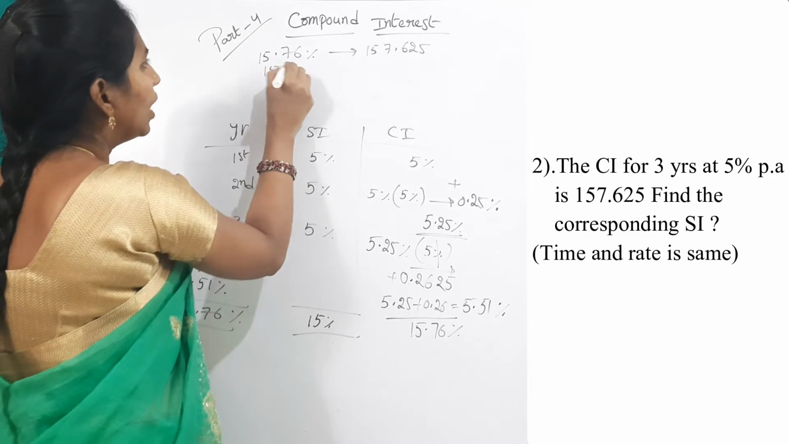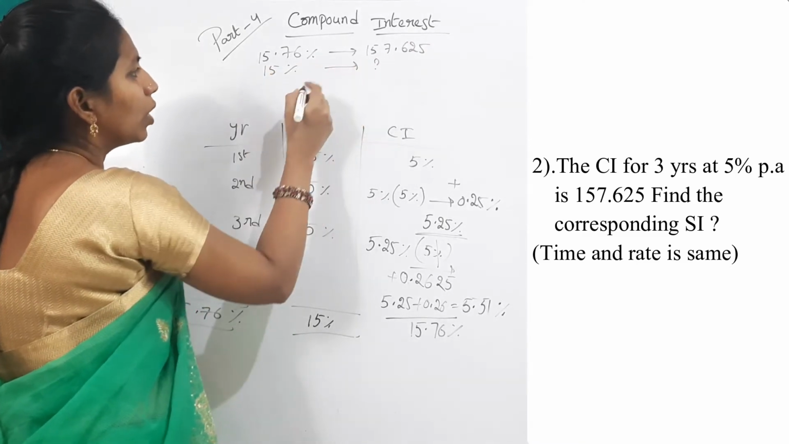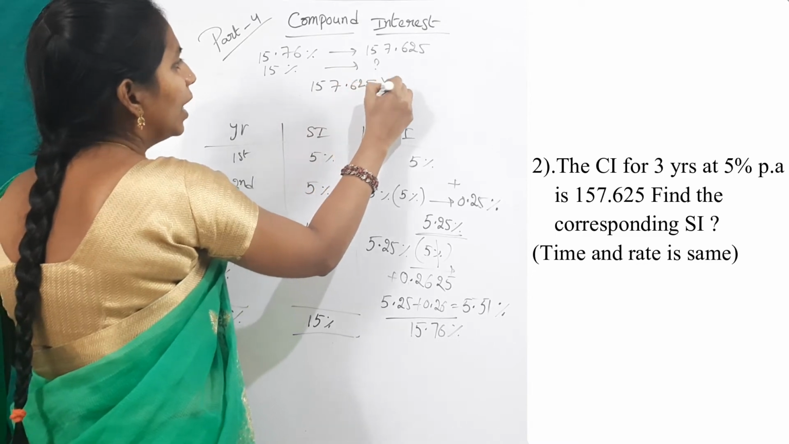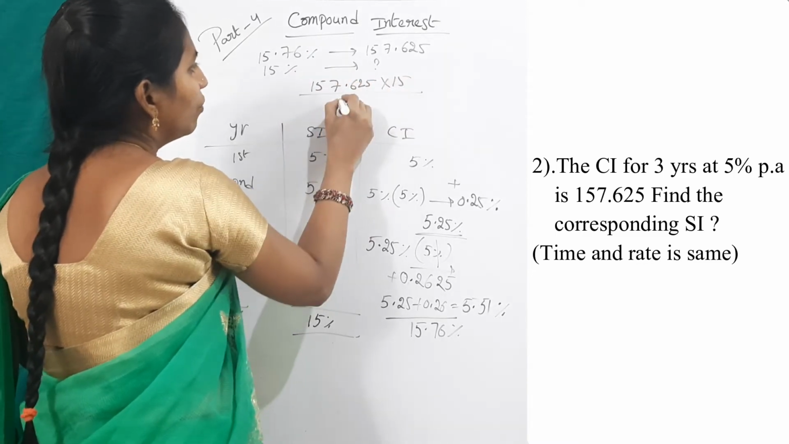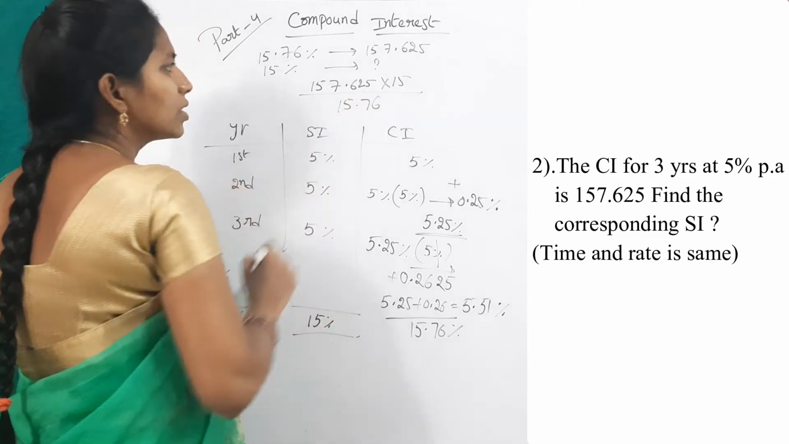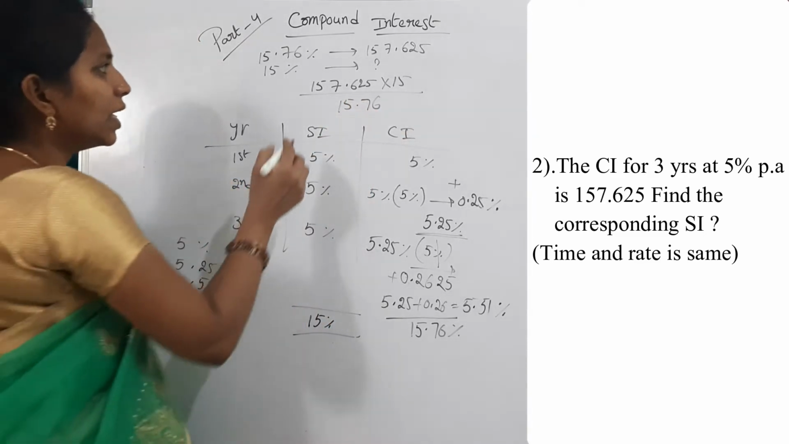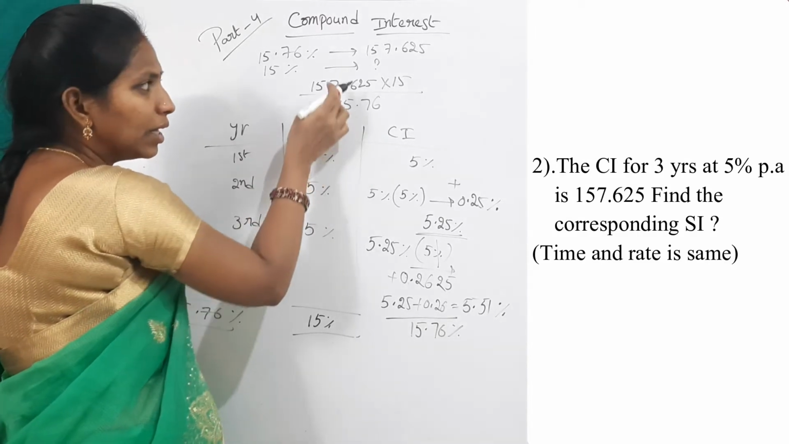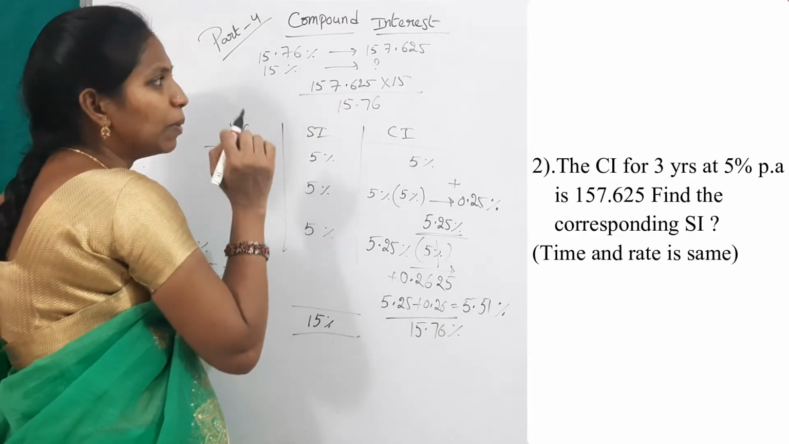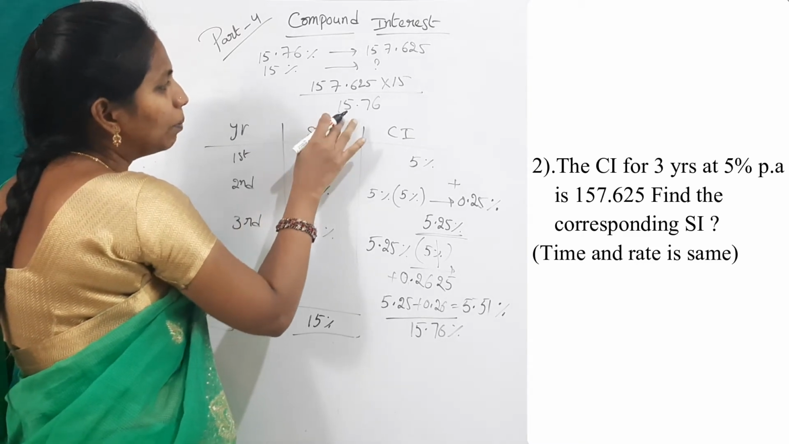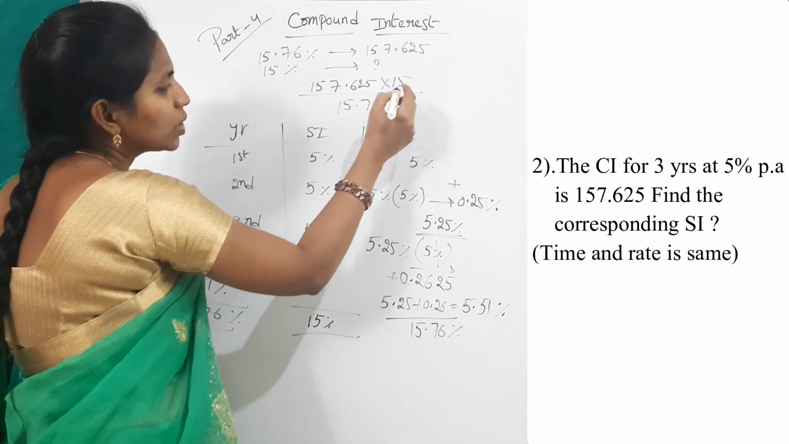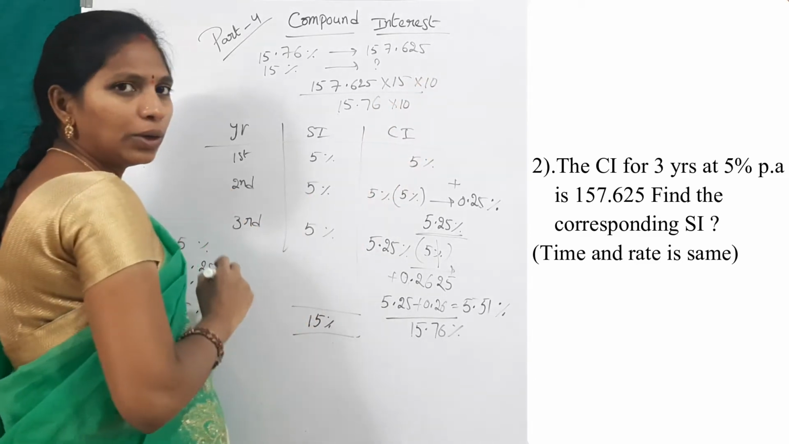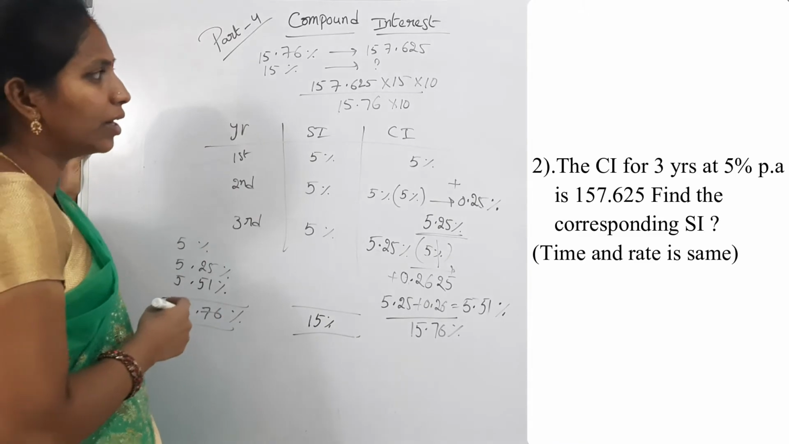157.625. Then find out 15% is equal to what? Then cross multiply 157.625 into 15 by 15.76. See here, 1576, but there is a difference in decimal portion. So I want to multiply this value into 10. Again here also into 10. Means 10 by 10, there is no change.